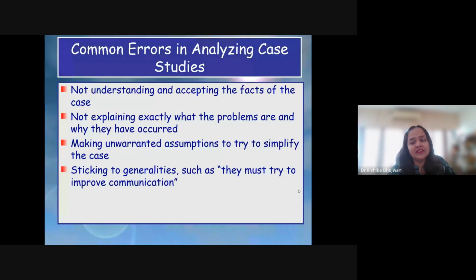Sticking to generalities, like they must try to improve communication. Let's take law or any business management, anywhere in an organization: the boss is not replying or communicating properly, so now communication is the main problem. You can't stick to general things, and there could be multiple more. So that's why I said, try to find the core, not look at the symptoms. Symptoms can be looked at later, but the main problem needs to be identified.